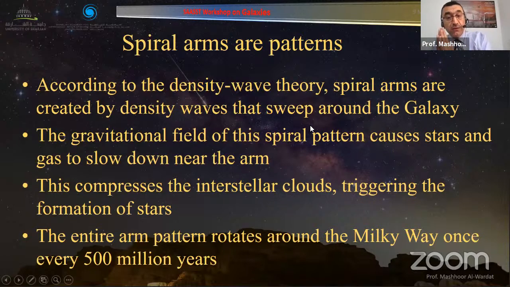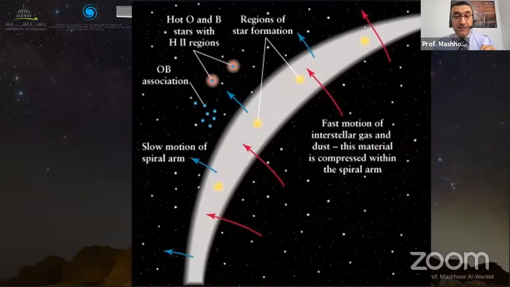The gravitational field of this spiral pattern causes stars and gas to slow down near the arm. This compresses the interstellar clouds, triggering the formation of stars, because the cloud is denser. The entire arm pattern rotates around the Milky Way once every 500 million years.